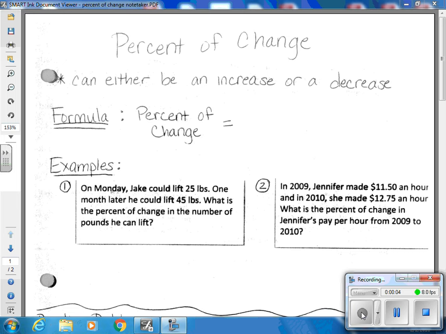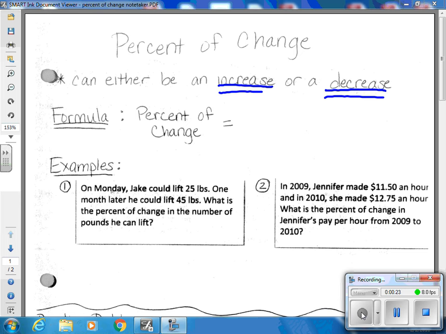This video is going to go over a topic known as percent of change, and it's exactly what it sounds like. It's the percentage that two numbers change by, right? And this can either be an increase or a decrease. So sometimes you will have to not only find the percentage, but say if it's going to be an increase or decrease. Remember, if the numbers go up, it's increase. If they go down, it's decrease.